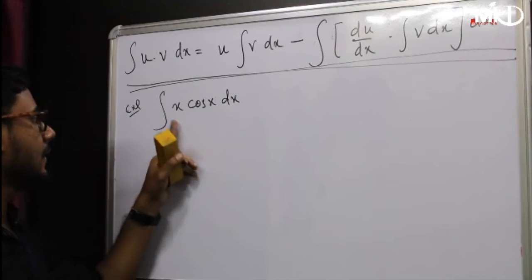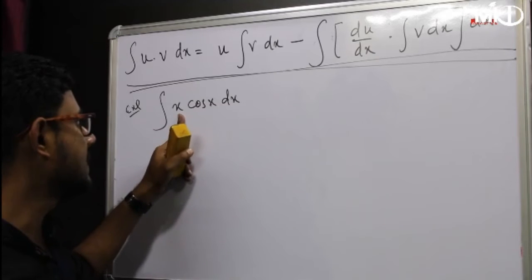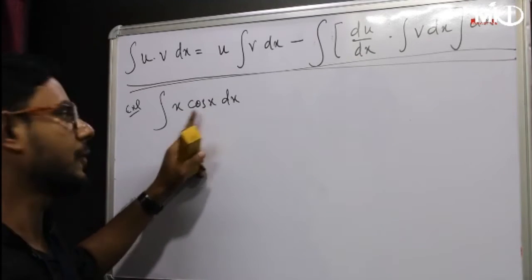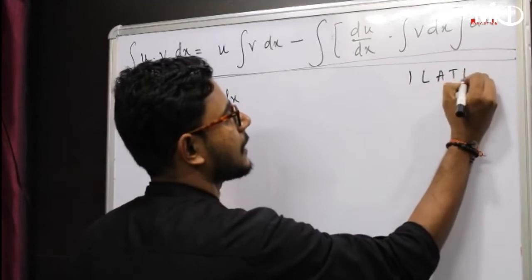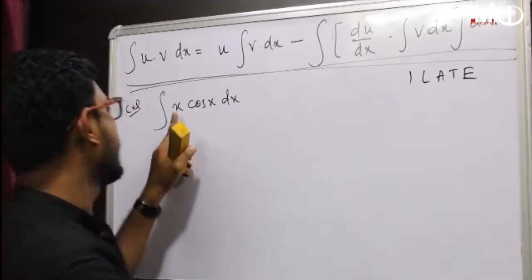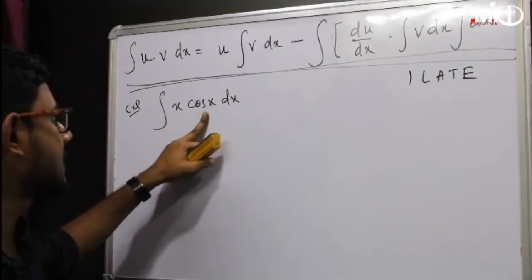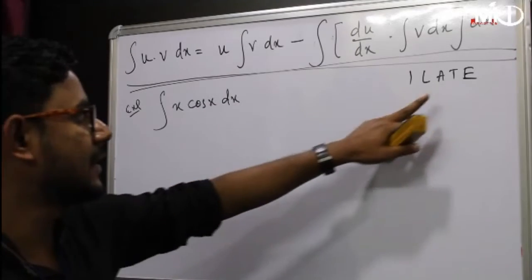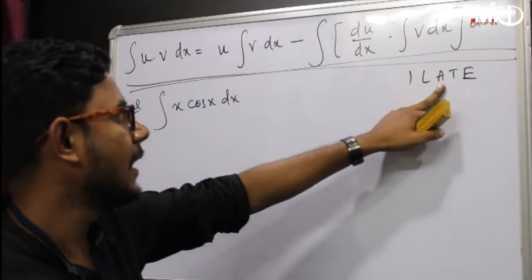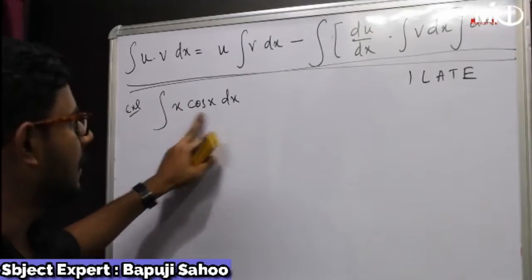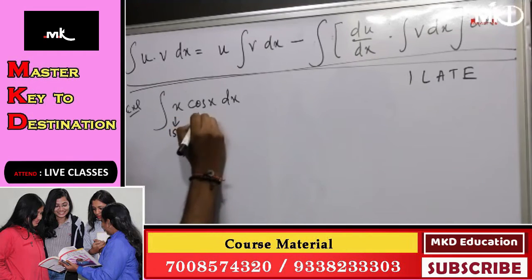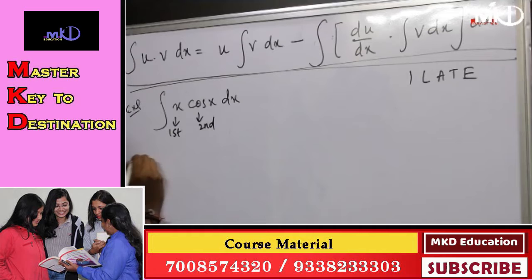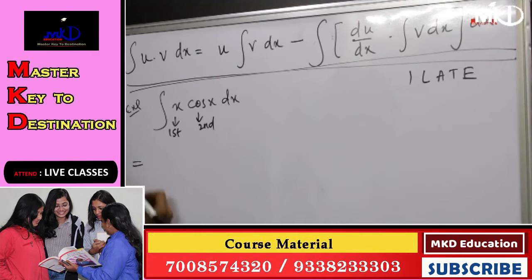Here we can see the product of two functions, one is x, another is cos x. So what is the first function and what is the second function? Let's use the ILATE rule. According to the ILATE rule, x is the algebraic function and cos x is the trigonometric function. Therefore A comes first, so we take the algebraic function as the first function and the trigonometric function cos x as the second function. So this is the first function, this is the second function. So apply integration by parts. So what is the answer?